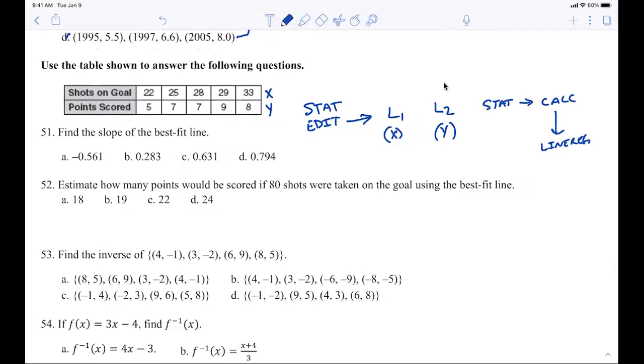Has anybody done that yet for homework? Anybody do this? What is it? B. Somebody said B. Yeah, it is B. All right, so what was the equation of the line? Y equals 0.283x plus what?